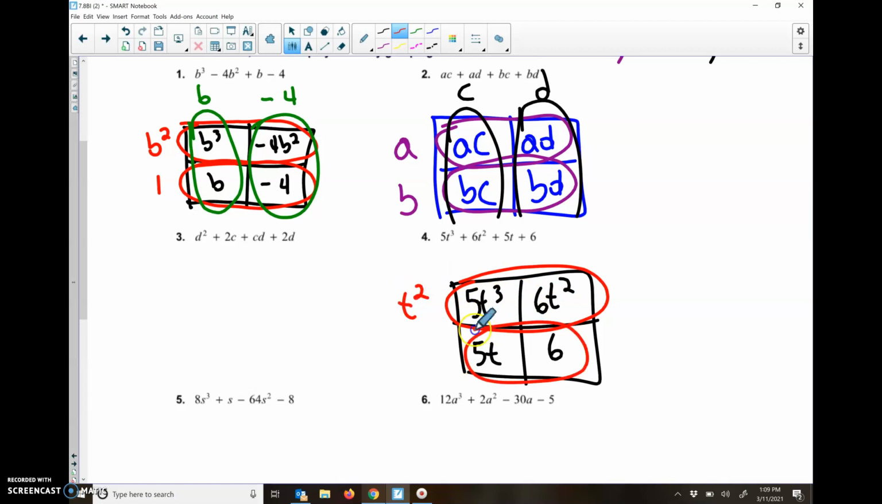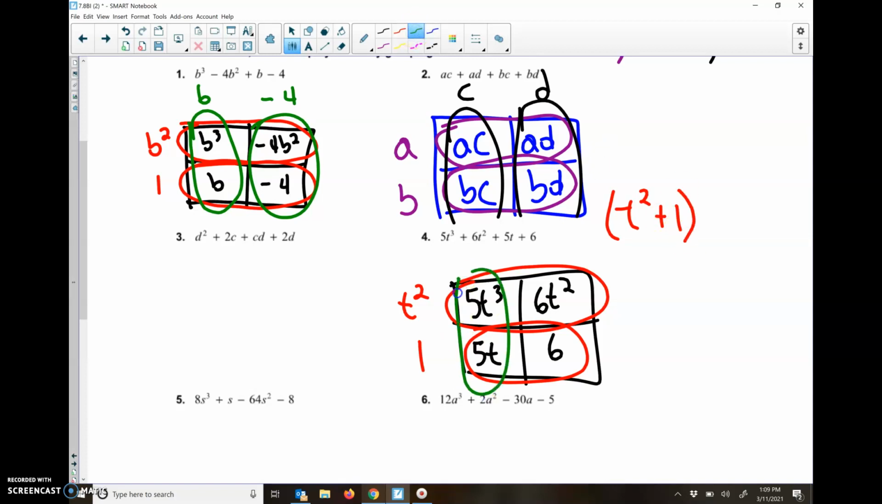And then kind of the same thing as like the first one, my greatest common factor between 5t and 6. Well, 5 and 6 don't have a common factor. This one has a t, but that one doesn't. So greatest common factor is just going to be 1. So one set of parentheses is t squared plus 1.